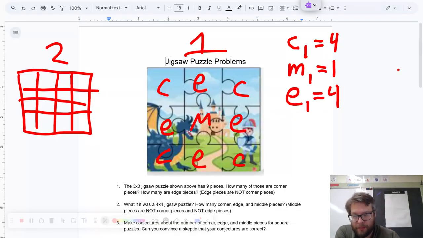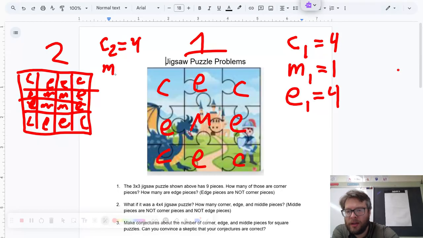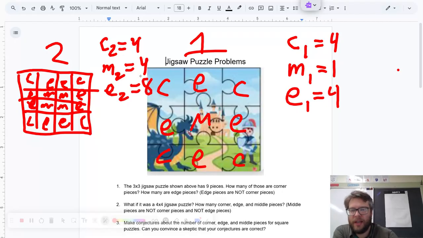So anyway, I was saying here on puzzle number 2, we have different numbers. We've got now 4 corner pieces. We've got 4 middle pieces. But we have 1, 2, 3, 4, 5, 6, 7, 8 edge pieces. 8 edge pieces. So I could say C2 is 4. M2 is 4. E2 is 8.